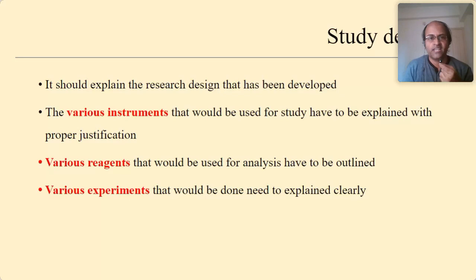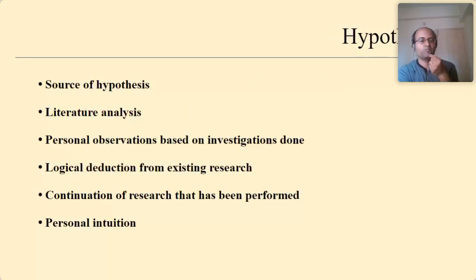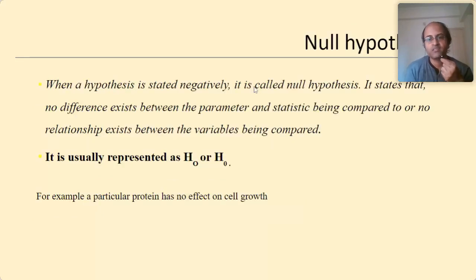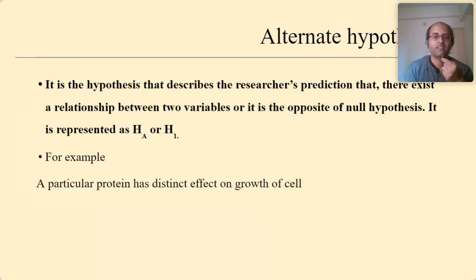Now, as said earlier, the hypothesis could come from any of several aspects. The source of the hypothesis could be literature, personal observation, logical deductions, or continuation of existing research, based on which we develop the hypothesis. Then you can have either the null hypothesis or the alternate hypothesis. Null would mean that the proposed outcome doesn't match the hypothesis that is framed. Alternative is the opposite of the null hypothesis.